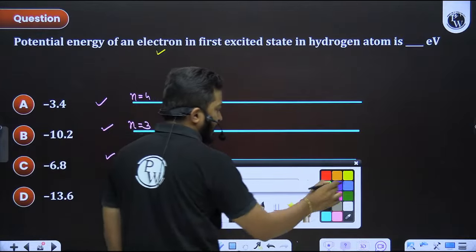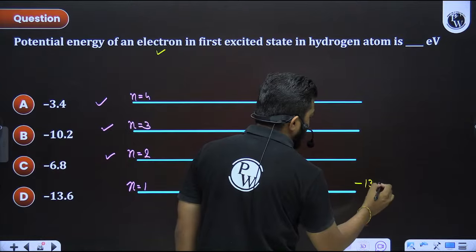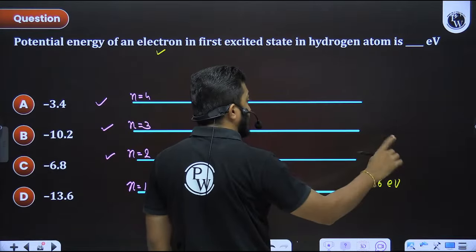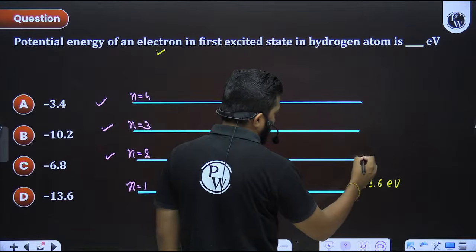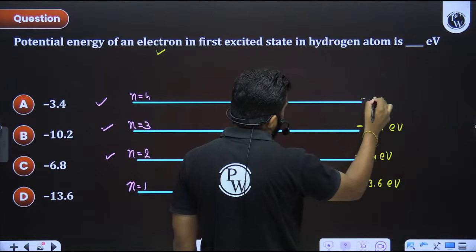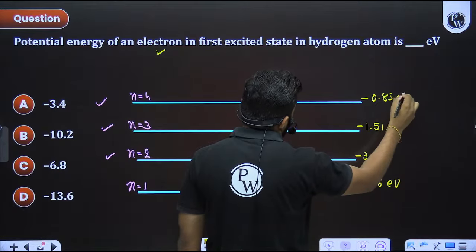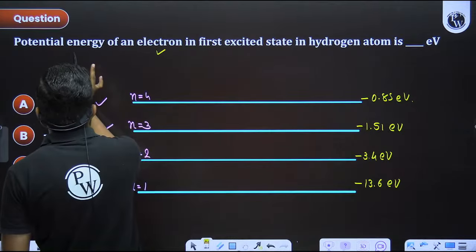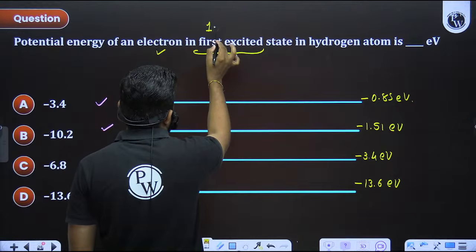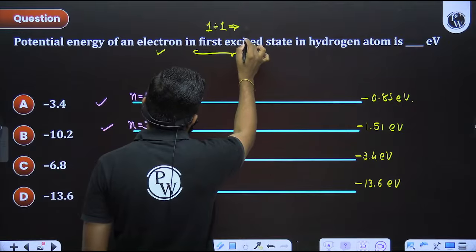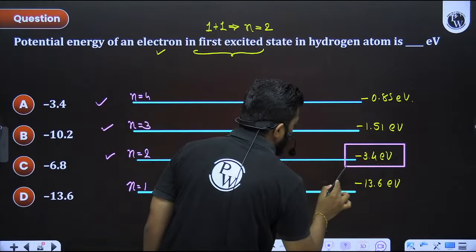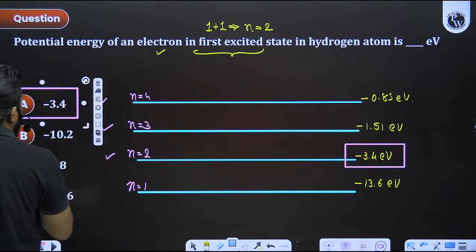So the initial orbit has the energy of minus 13.6 electron volt. For n equals 2, the second orbit, or I can say the first excited state, has the energy of minus 3.4 electron volt, then minus 1.51 electron volt, minus 0.85 electron volt. So for the energy of an electron in the first excited state, the value of n becomes 2, and whenever n becomes 2, the energy available is minus 3.4 electron volt.